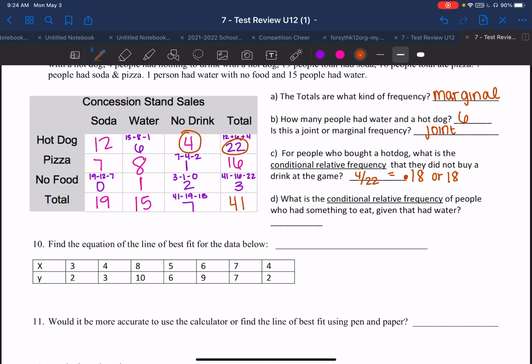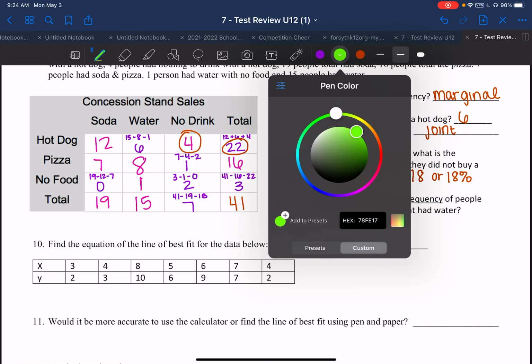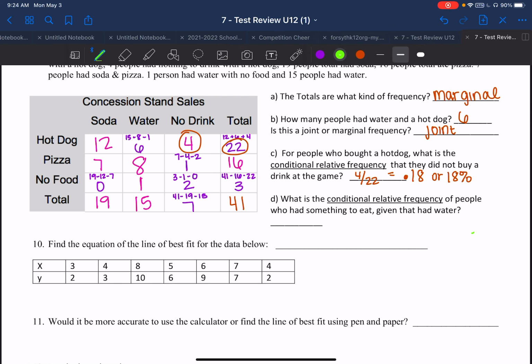or 18%. What's the conditional relative frequency of people who had something to eat given that they had a water? So the total number of people that had a water were 15. And people that had something to eat, that's either a pizza or a hot dog, and that is 14 people. So 14 out of 15 had something to eat with a water, and that's 0.93 or 93%.